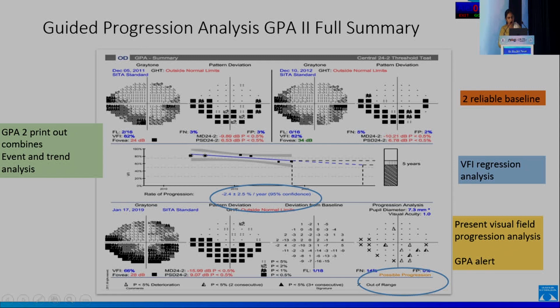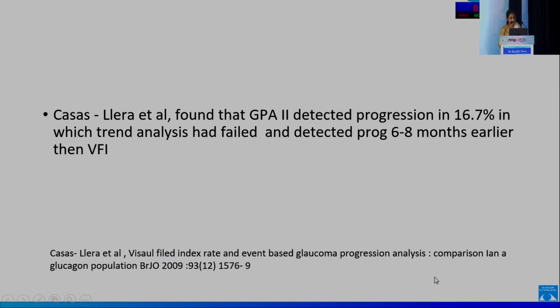So you can see the 2 reliable baselines followed by the VFI regression analysis with the rate of progression. Then you have the present visual field progression analysis, and the GPA alert at the bottom. So Casas-Llera et al. found that GPA2 detected progression in 16% in which trend analysis had failed, and detected progression 6 to 8 months earlier than visual field index.